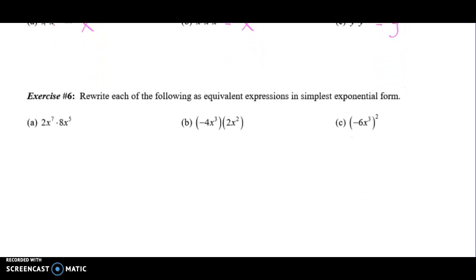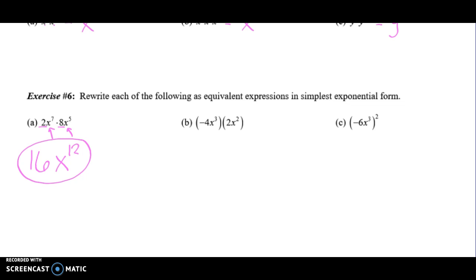This time, we're rewriting them as equivalent expressions in the simplest exponential form. So this is where considering order of operations and everything comes into play. So I have 2x to the 7th times 8x to the 5th. The way you do this is the number times the number. So 2 times 8, 16. Then x to the 7th times x to the 5th. They have that base of x, and now I can use my exponent rules. 7 plus 5 is 12.